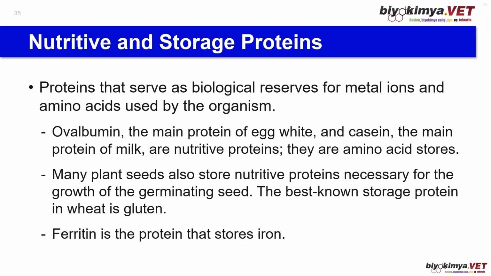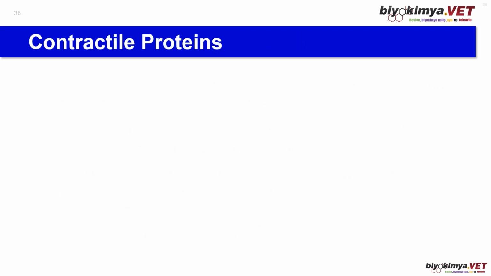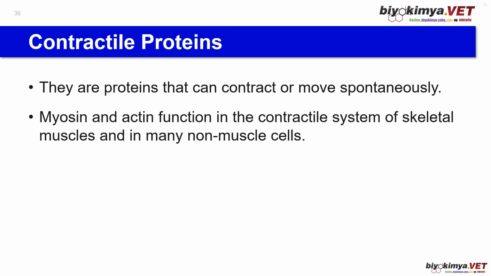Ferritin is the protein that stores iron. Contractile proteins are proteins that can contract or move spontaneously. Myosin and actin function in the contractile system of skeletal muscles and in many non-muscle cells. And myosin, together with dynein and kinesin, are the motor proteins of the cells.